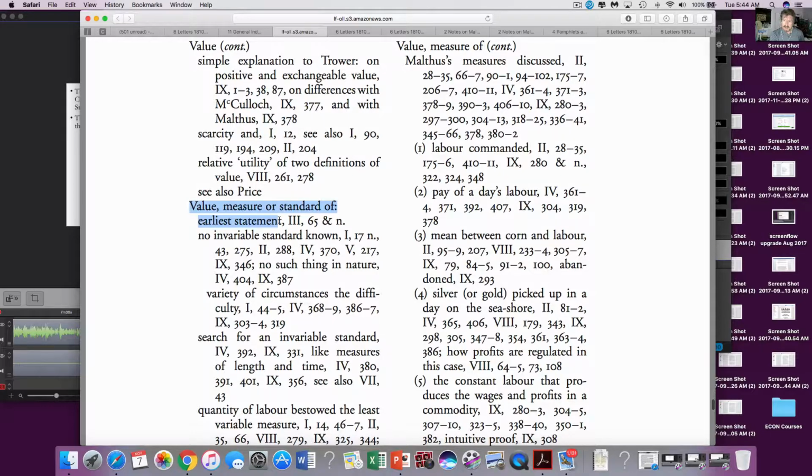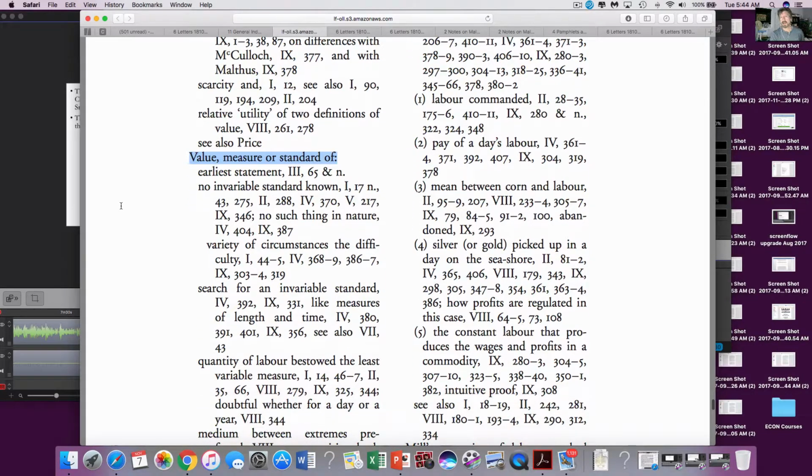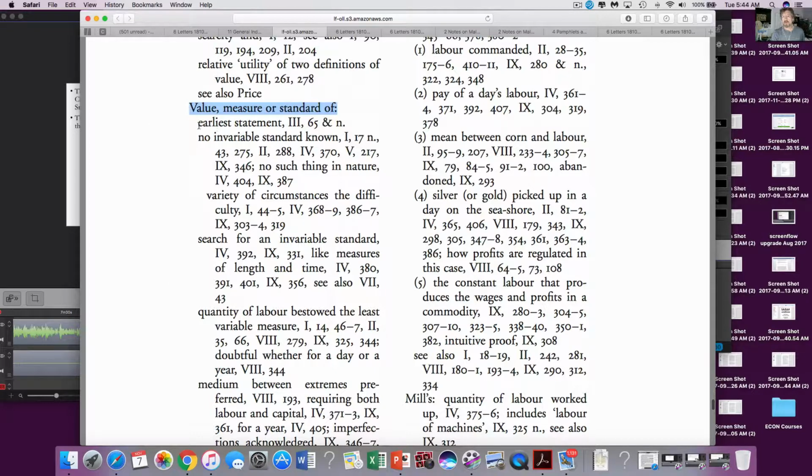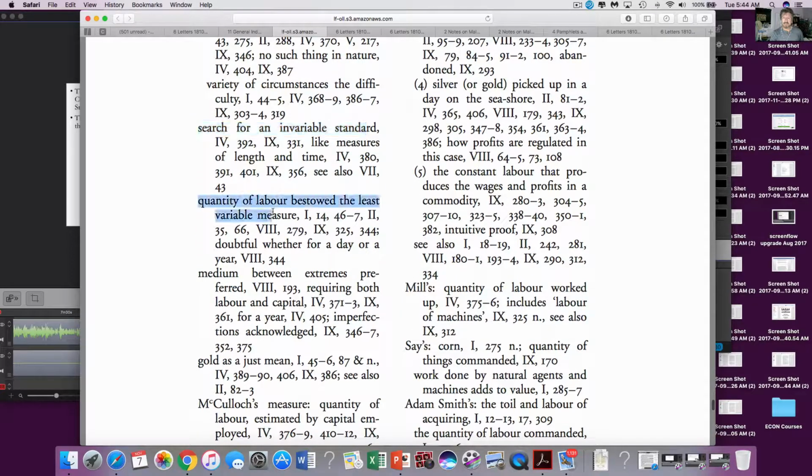Then we come here, value, measure, or standard of. This is our point. This is what we're going to be looking at here with the notion of unassisted gold production. Earliest statements. No invariable standard known. Here you can see the idea of the quest for the invariable measure, the search for an invariable standard. Okay, quantity of labor bestowed is the least variable measure. That's what Ricardo's going to be arguing. That's why he uses labor bestowed as the measure of value, because it's going to be the one that's going to be least variable. Median between extremes preferred.